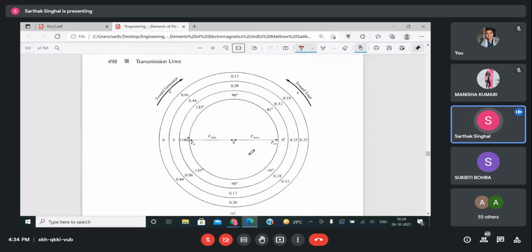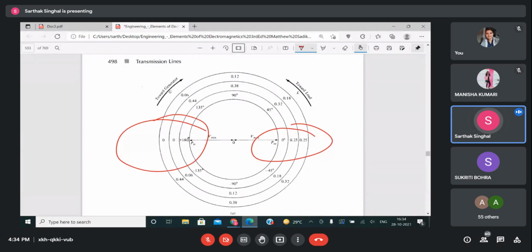At what point will your V max be there? Maximum point? At the POC point or the PSC point? At the short circuited point or the open circuited point? At the open circuited point. And minimum will be at the short circuited point. Now on the Smith chart, you will see three scales are there.